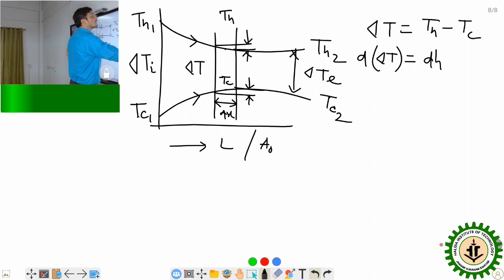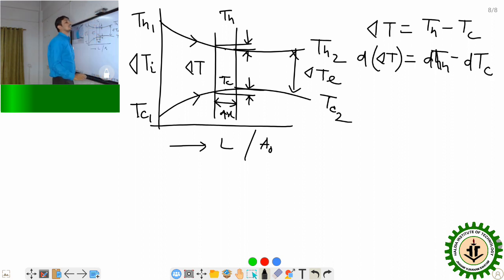DTH minus DTC. Just put a D. Okay, DTH minus DTC. Now there would be a heat transfer from the hot fluid to the cold fluid. So this is dQ.